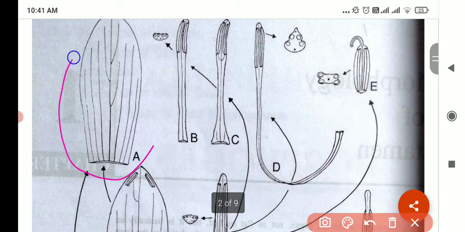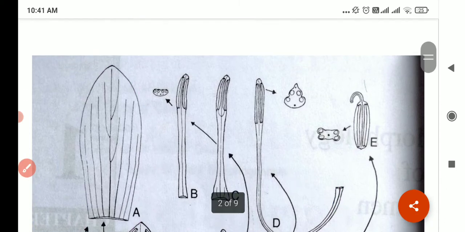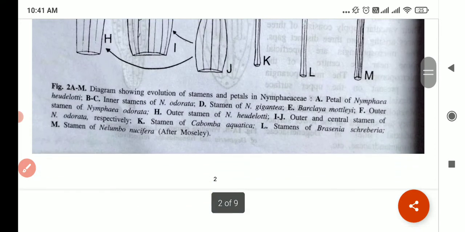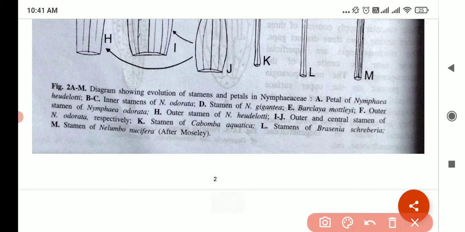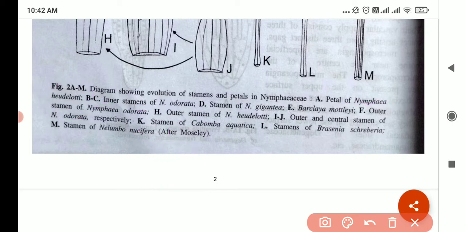So you can see this structure is plain, there's nothing there. This is the most primitive one, just plain. Then from B to C you see the inner stamens of, again, the water lily Nymphaea odorata. Nymphaea hudsoniana is the primitive one, that flat one which has nothing, just like that. Then from there, let's go to the water lily Nymphaea odorata, the next one.